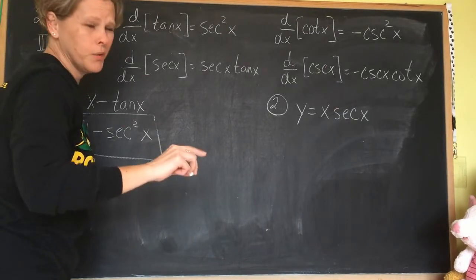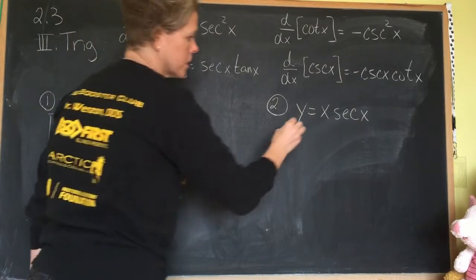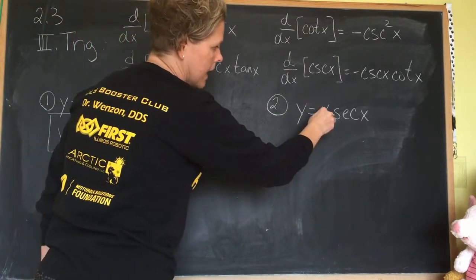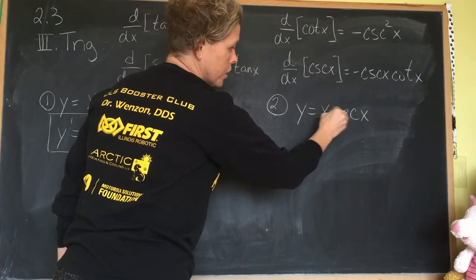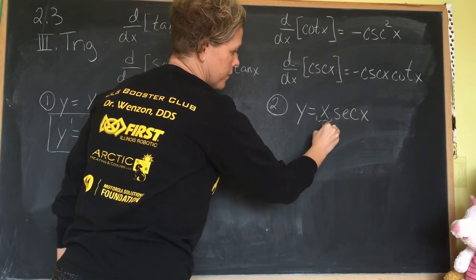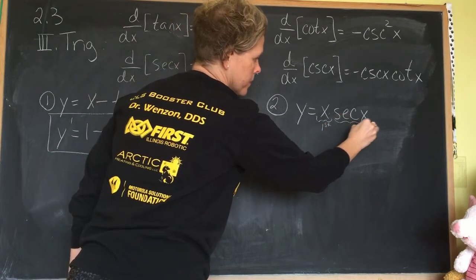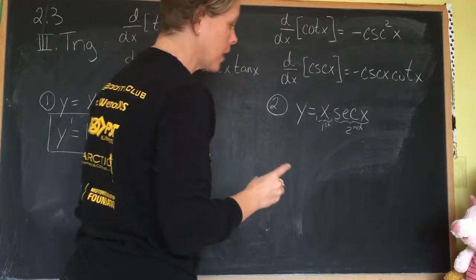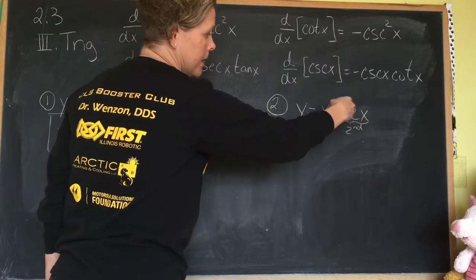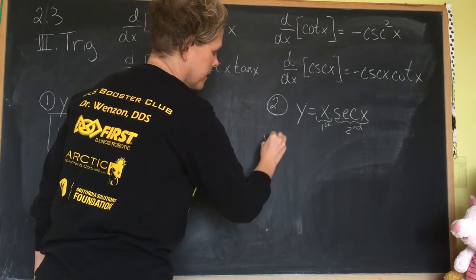All right, number 2 is kind of a step up. It's a little bit more challenging because when I look at this, this is really x times secant of x. So 2 terms have an x in it. So that's my first term. That's my second term. Okay, so now I have to do product rule because my first term and my second term both have an x.